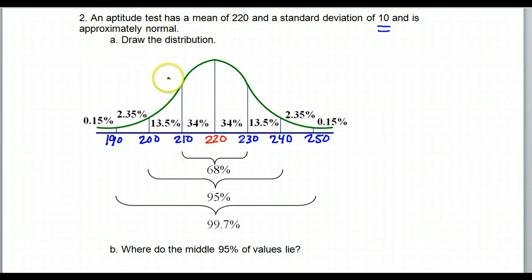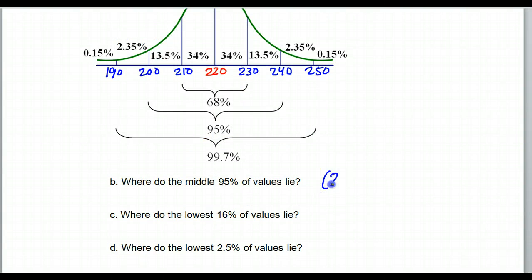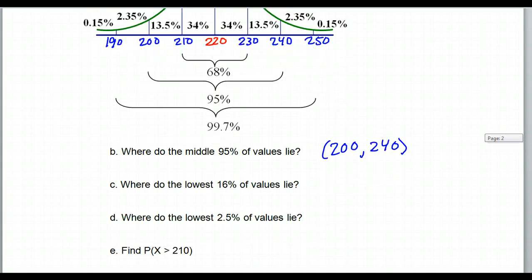95% of the scores on this aptitude test would fall in that range, 200 to 240. I can just write that this way, 200, comma, 240, and that means the range from 200 to 240. It is not x, comma, y.